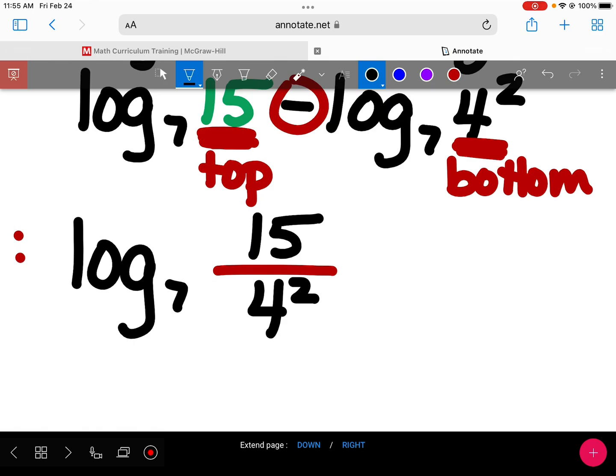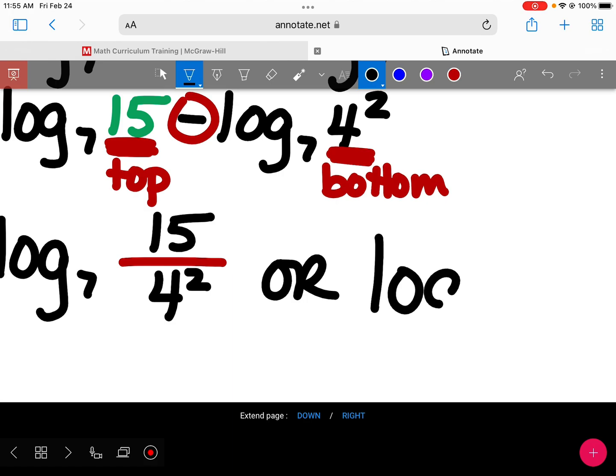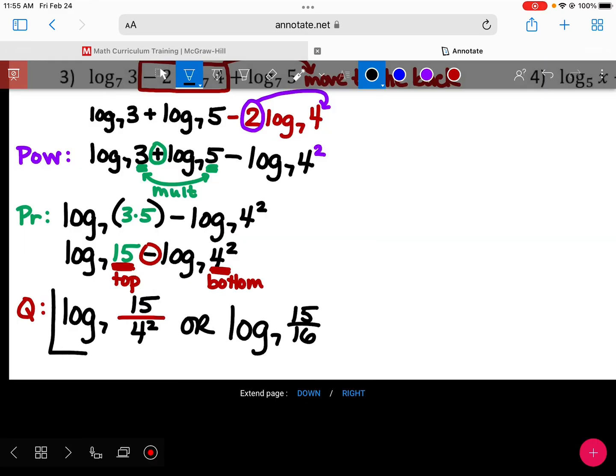That's our answer. Could I write that another way? Like, do we know what 4 squared is? What is 4 squared? 16. So I could write this as log base 7 of 15 over 16. It does not matter which way you write that. You do have to multiply the 3 and the 5 together. But I am fine with you writing that denominator either way, either as 4 squared or as 16. Has the same meaning, just looks different.